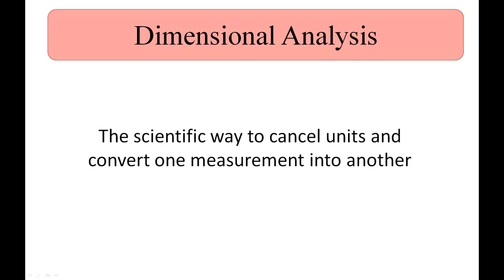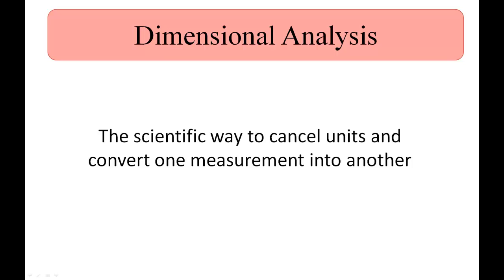In chemistry, you're going to be putting a lot of numbers into formulas. In order to put those into formulas, we have to make sure they're in the right unit. So a lot of times we have to convert units from one into another. And this method, dimensional analysis, is the scientific way to cancel units and convert one measurement into another.